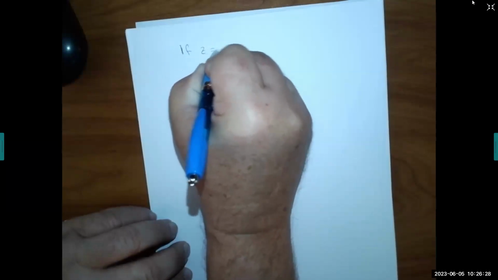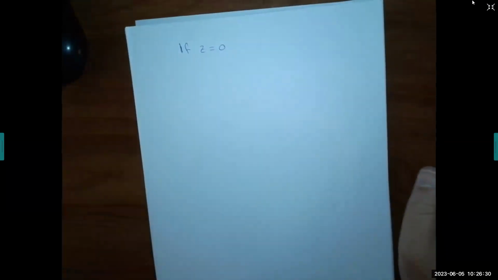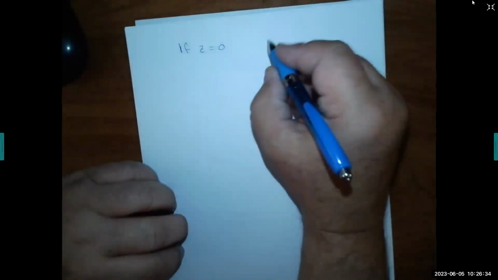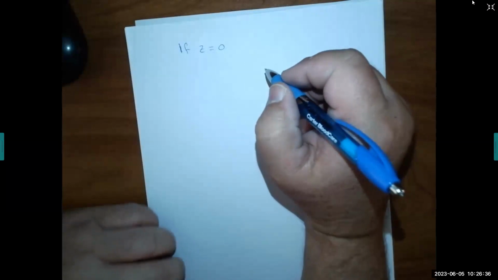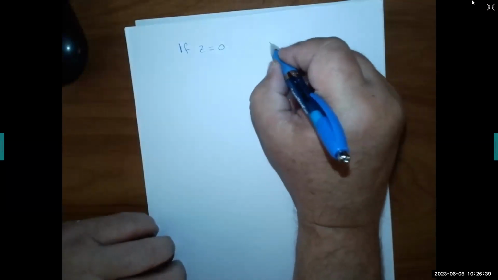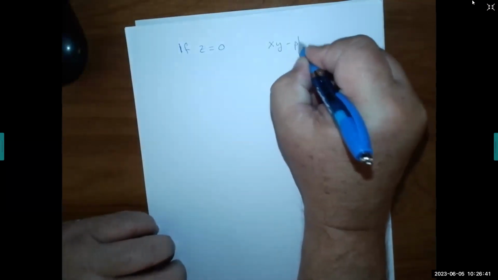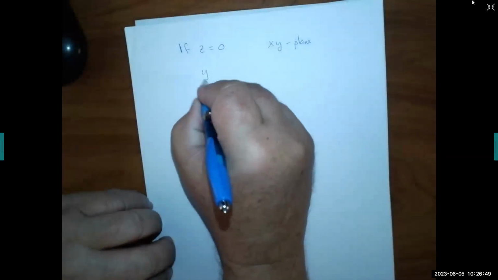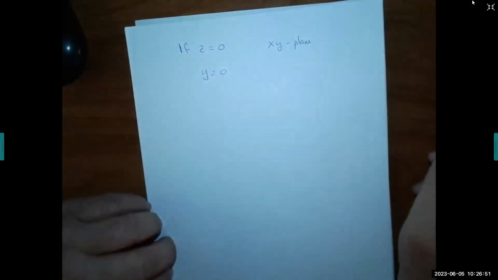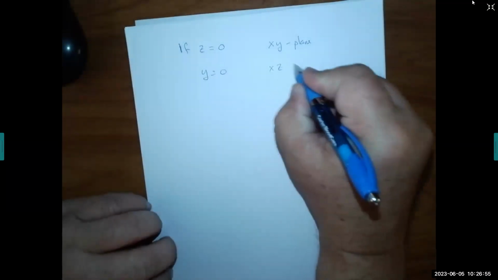If z equals 0, what do we have? We have a flat sheet where? The xy plane, right? At the origin, yes, going through the origin, but since it doesn't go up or down, it's just the xy plane. If y equals 0, what do we have? The xz plane, right?